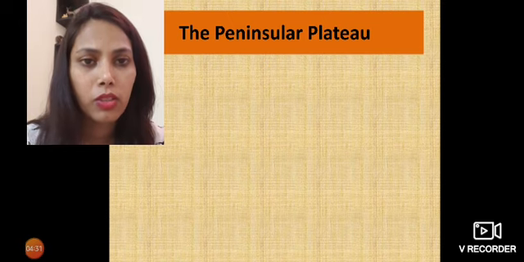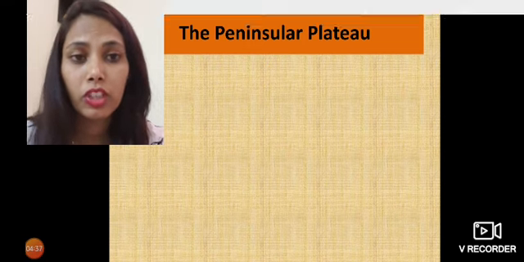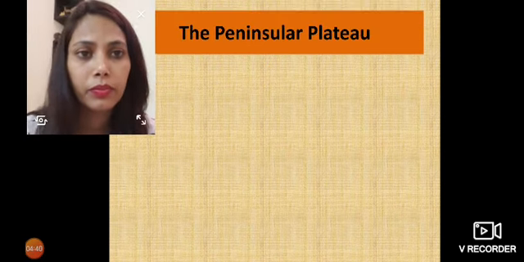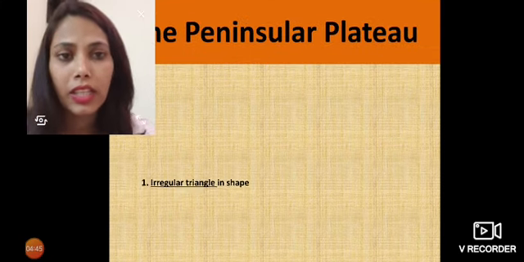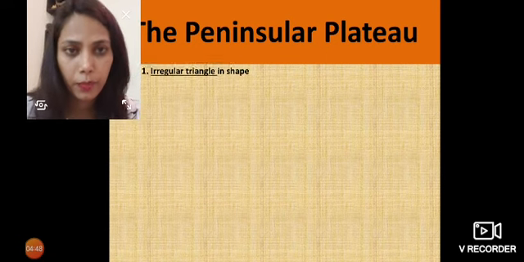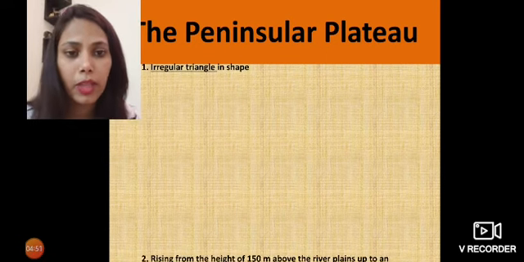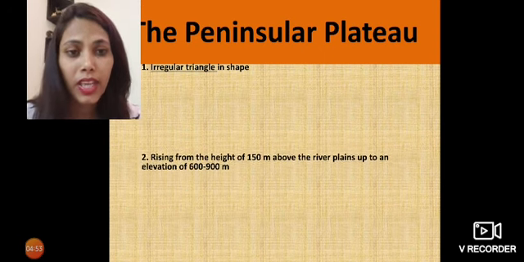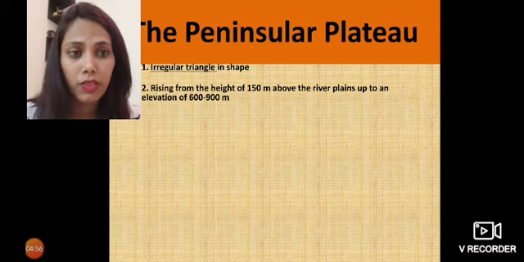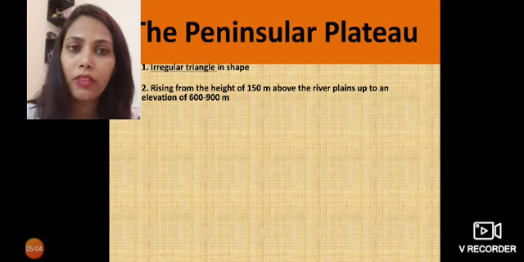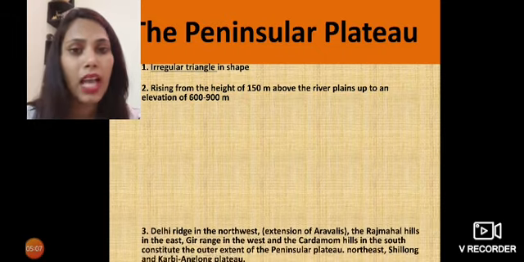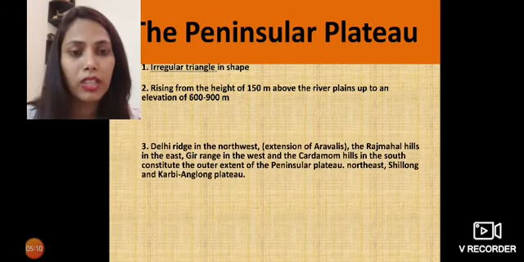Now about the Peninsular Plateau. You can tell me the shape of the Peninsular Plateau. We just saw the map, so you'll be able to say. Basically it's an irregular triangle. It's triangular in shape. Next, it rises from a height of 150 meters above the river plains to an elevation of 600 to 900. So the height of the Peninsular Plateau ranges between 150 and 900 meters. Not as high as the Himalayas, of course. The Himalayan mountain ranges are very high.